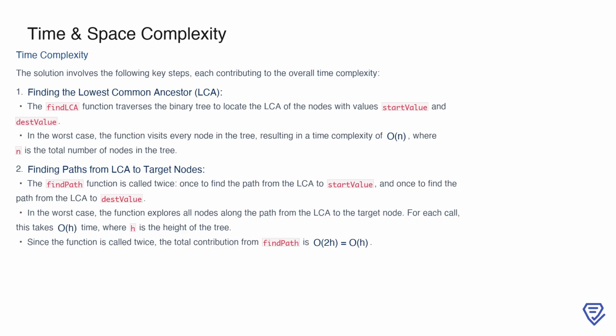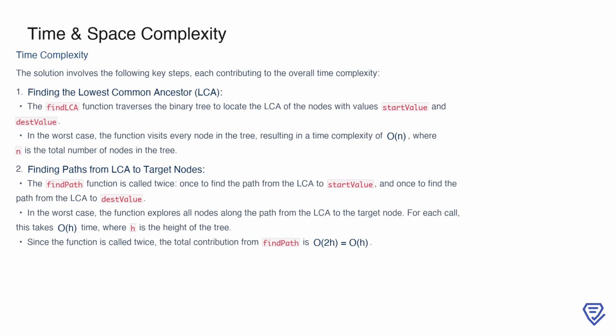In analyzing the time complexity of our solution, we can break it down into 3 key steps. First, the process of finding the lowest common ancestor, or LCA, involves traversing the binary tree to locate the node where the paths to start value and dest value converge. This traversal requires visiting each node in the worst-case scenario, which gives us a time complexity of O(n), where n represents the total number of nodes in the tree.